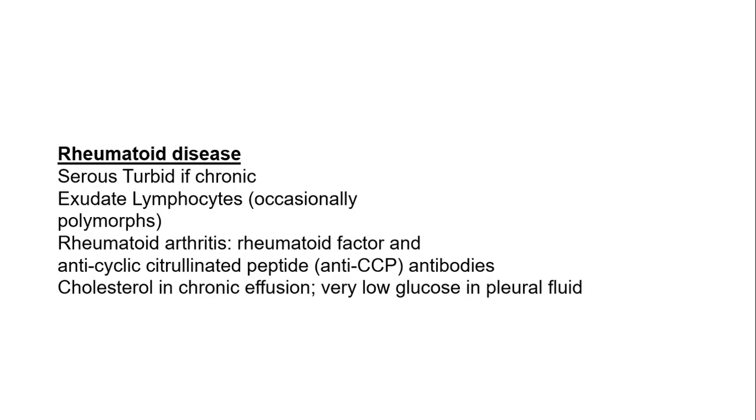In rheumatoid arthritis, the fluid is serous, turbid if chronic, exudative, lymphocytic or with polymorphs. Rheumatoid factor can be found, anti-CCP antibodies can be done, and tadpole cells are found in the effusion. Cholesterol is sometimes high in the effusion, and glucose is typically very low, below 60.